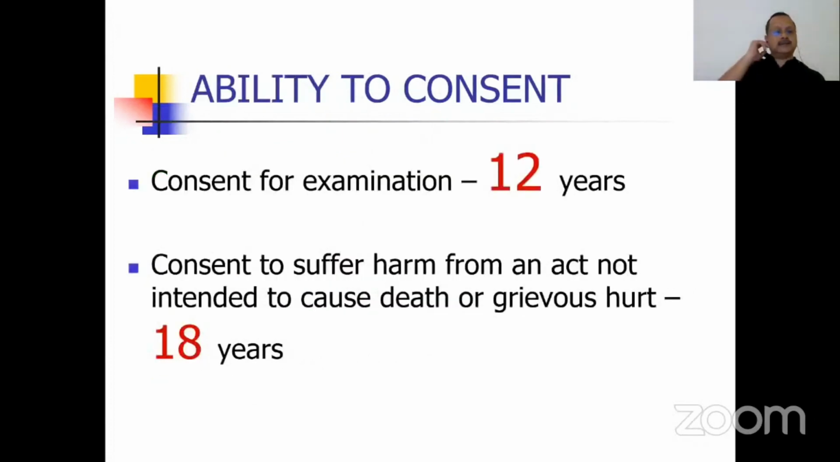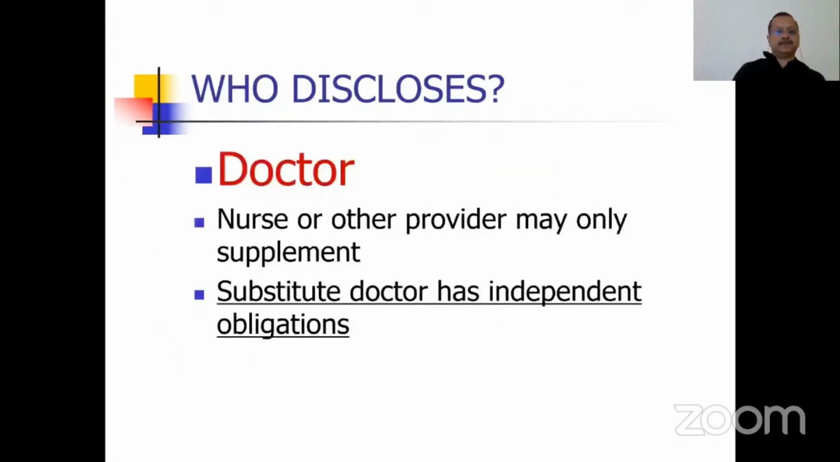So in India, for consent for a physical examination which does not involve any harm, the minimum age is 12 years. For consent to suffer harm from an act not intended to cause death, because we don't intend to cause death, for example by surgery or anesthesia, when somebody is giving consent to a procedure which has the potential to result in harm, that person should at least be above the age of 18.